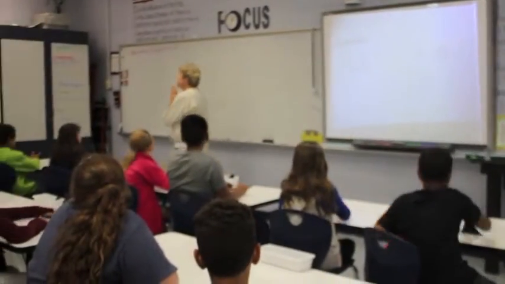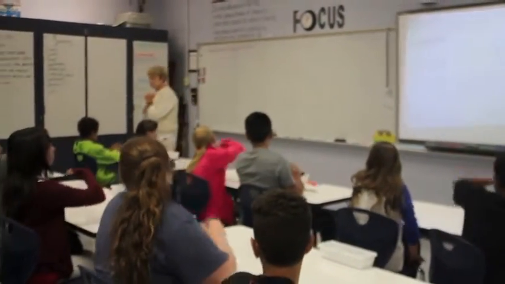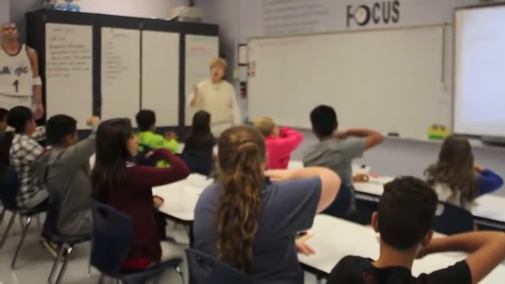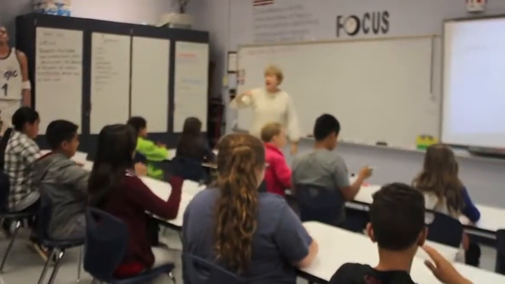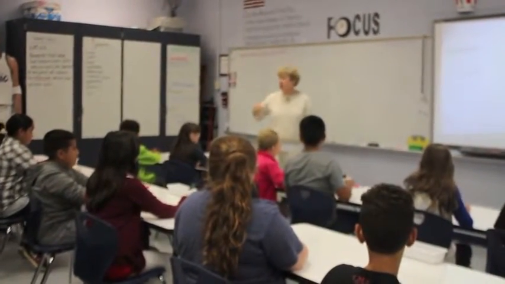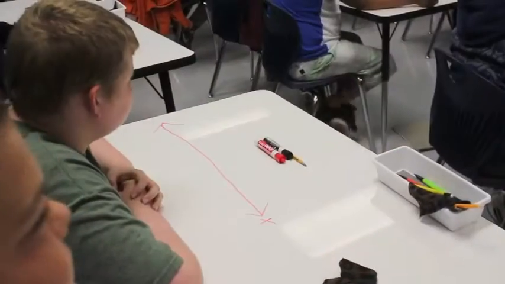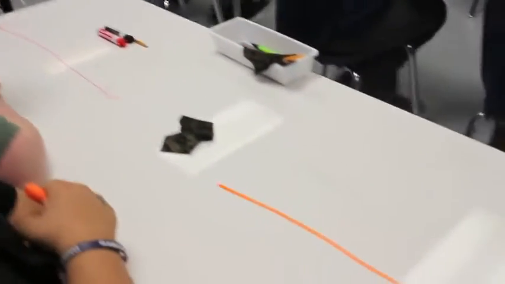Show me with your arms what horizontal is. Very good. Now, I want you to draw a horizontal axis on your table and label it, please. Excellent, excellent. You should have marked X on the right-hand side, just the letter X.